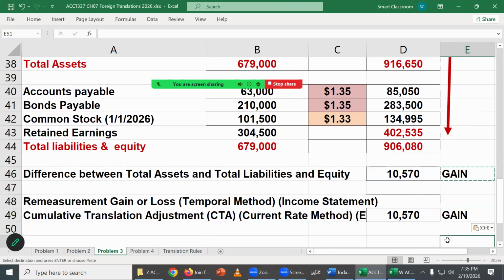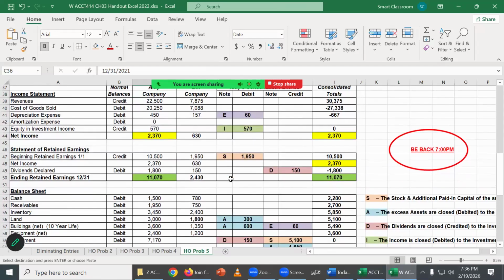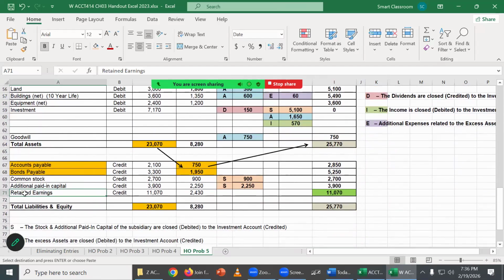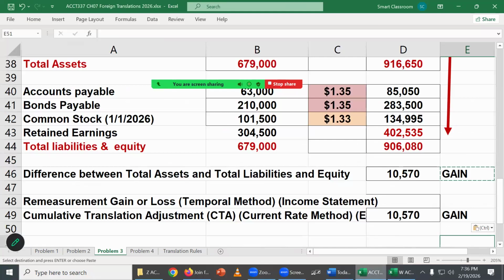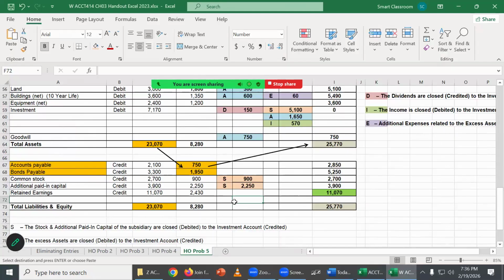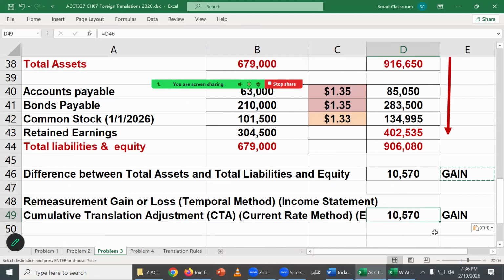It'll go right directly into the equity section. So coming over here, this is when we combine the two companies together. Somewhere in here, they would have that line item of 10,000, whatever. 10,570 would be plugged in here somewhere if this was a consolidation. Somewhere here in the liability, excuse me, the equity section, we have that 10,570. And again, it doesn't go through the income statement because it's not in US dollars.